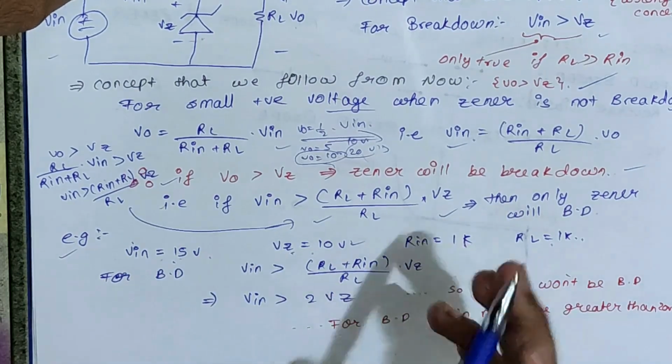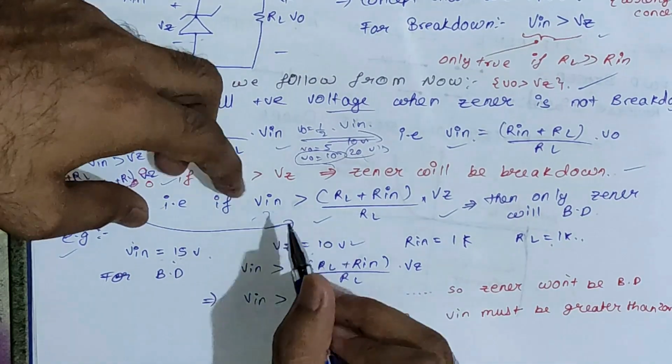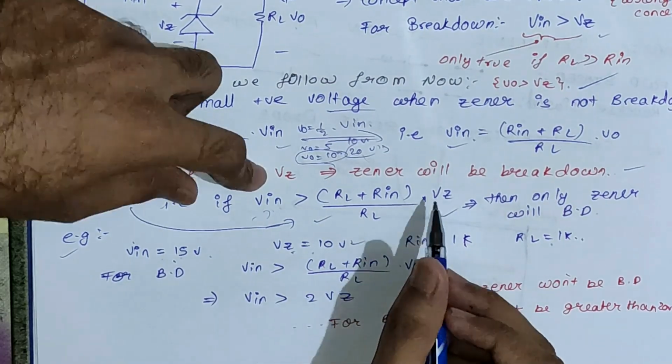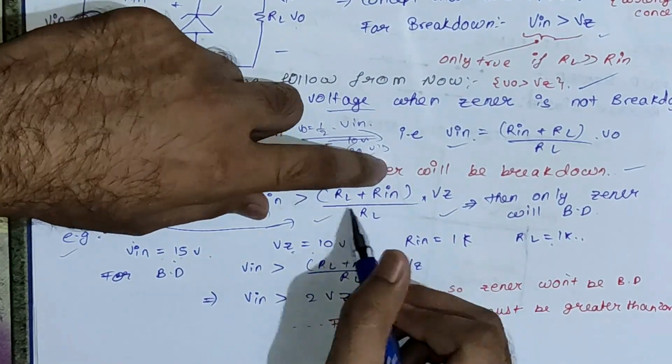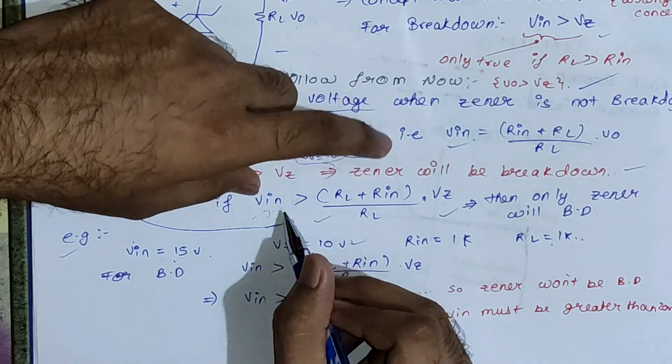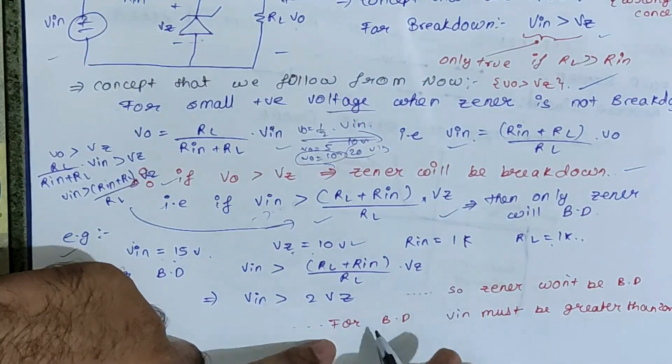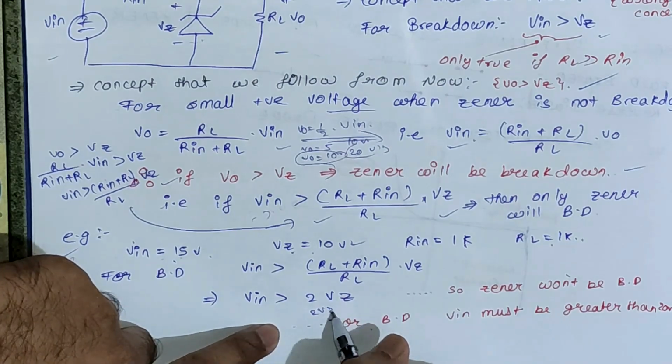You can also verify this by this equation. We know that for breakdown, Vin should be greater than (RL plus Rin) upon RL into Vz. If you put all the values, you will get (1 plus 1) upon 1 into Vz. It is nothing but Vin is greater than 2 Vz. So this becomes our condition for breakdown. You can see 2 Vz is nothing but 20 volt.